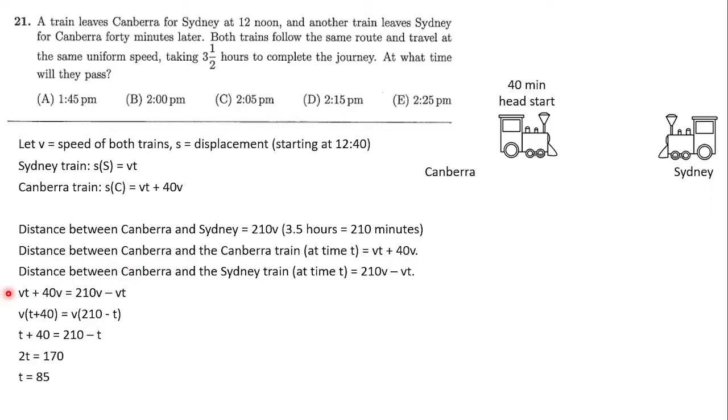Next we can factor out V in both of them. Then the V's cancel, and we have T plus 40 equals 210 minus T, so 2T equals 170, and T equals 85. This means that they pass 85 minutes after 12:40, which is at 2:05, so we get the answer C.